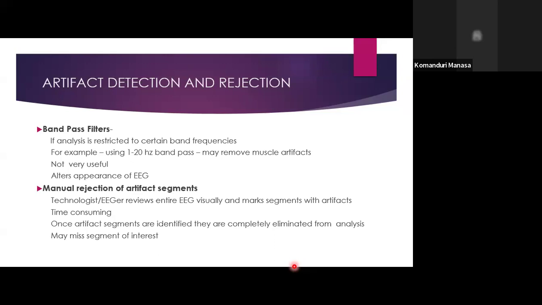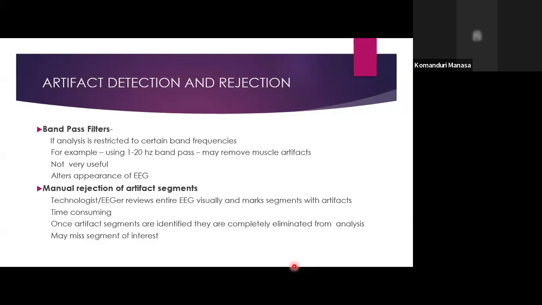Perspiration. So that is the next step. There should be adequate patient preparation and proper electrode placement, and impedance should be within 5 kilo ohms, and proper connection into the jack box. These are the steps we should take to prevent the artifacts.